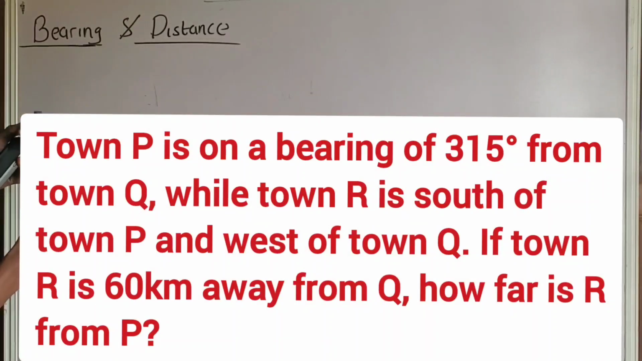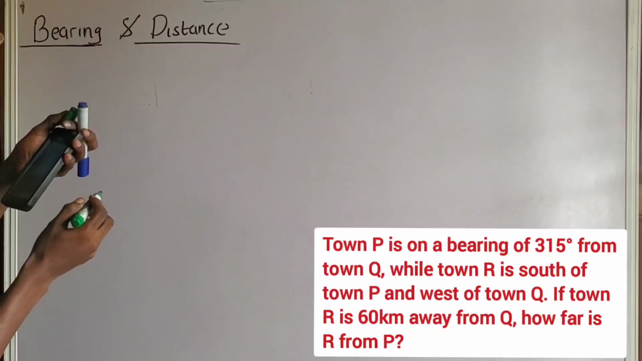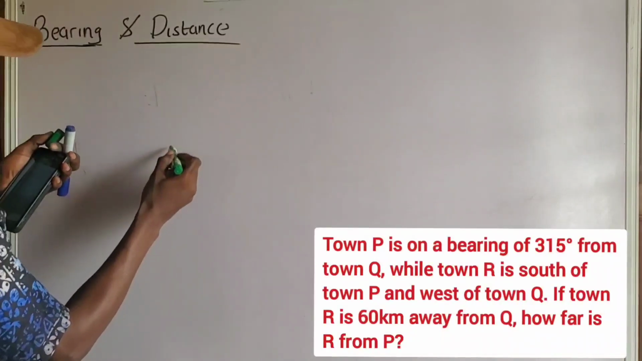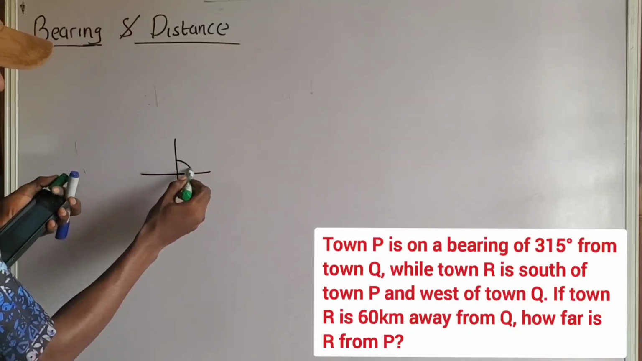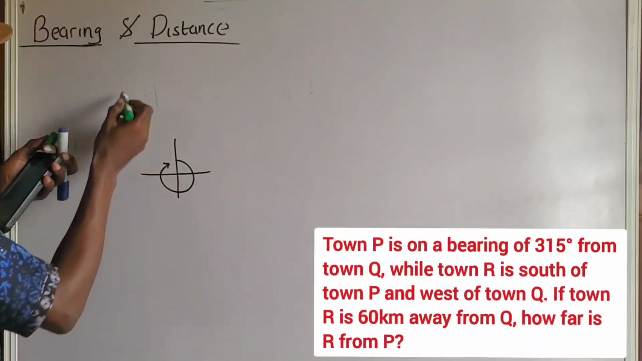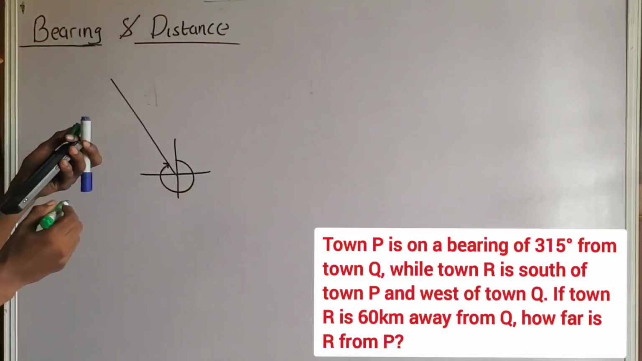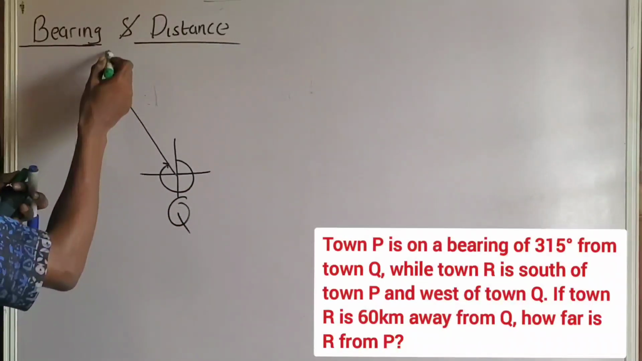Okay, town P is on a bearing of 315 degrees. So let's start with town P. A bearing of 315 degrees is something of this kind. Town P is on a bearing of 315 degrees from town Q. So this will be Q and P will be here.